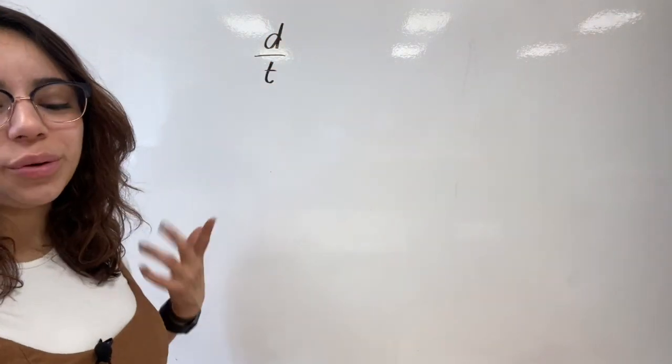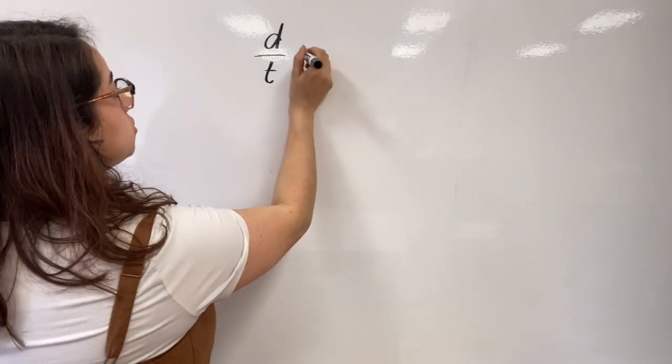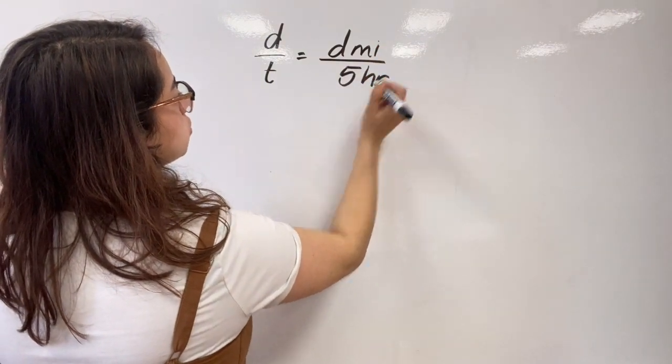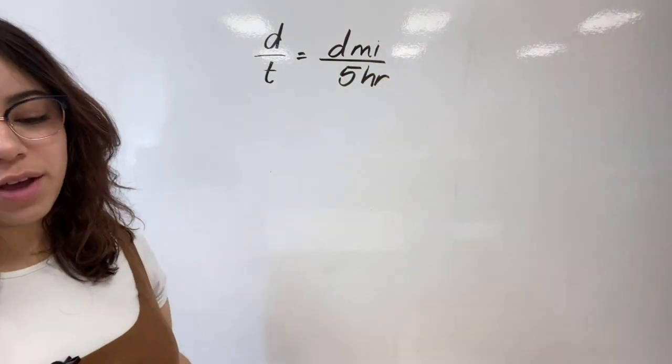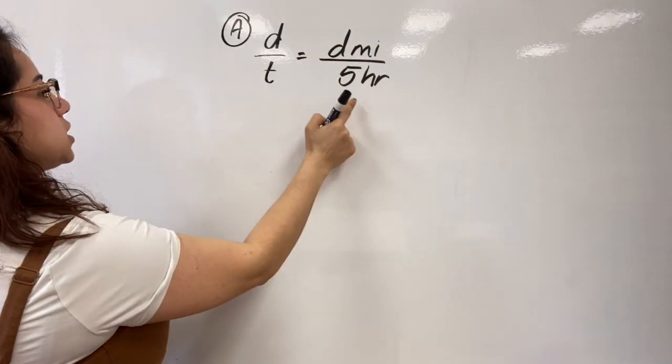Okay, so we don't know what those are yet. Actually, the only thing that we really do know is distance in miles, and they have it like this, in miles over 5 hours, because he traveled 5 hours. So that is part A. That was the writing an expression.